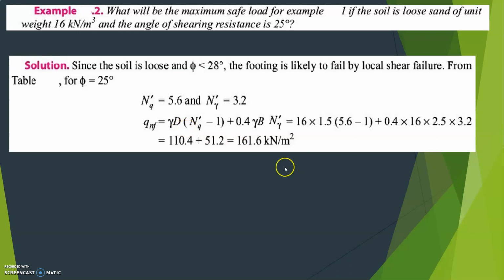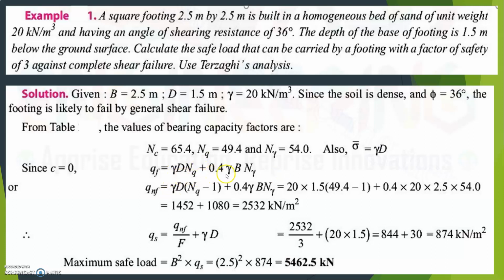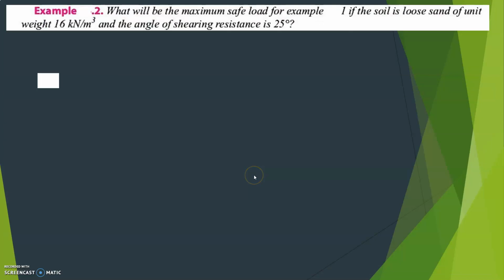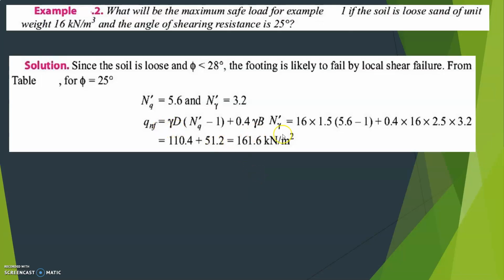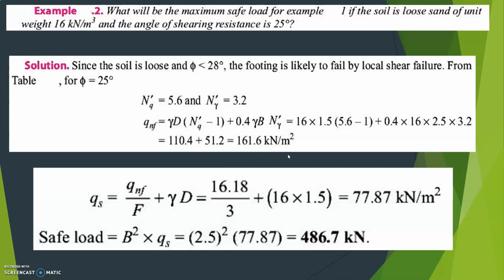The formula is the same one: γ d Nq plus 0.4 γ b Nγ. Use the formula and substitute the values, where gamma is equal to 16 here. Substitute 16 and all the values of d, Nq' and Nγ', and you will get qnf equal to 161.6 kilonewton per meter cube.